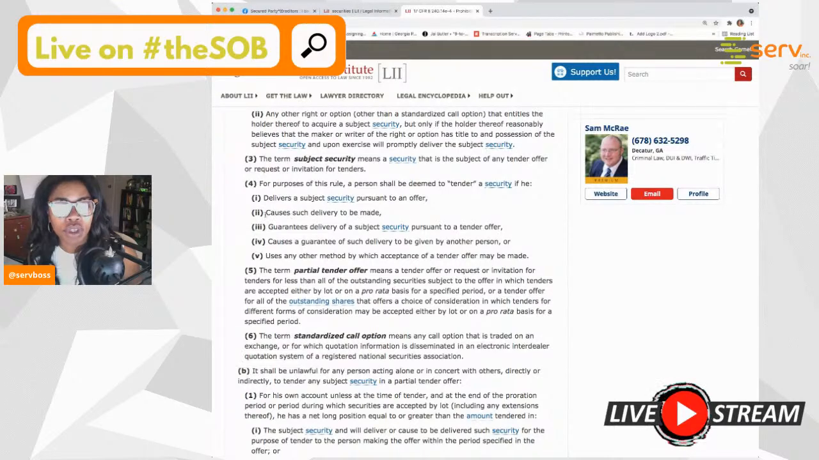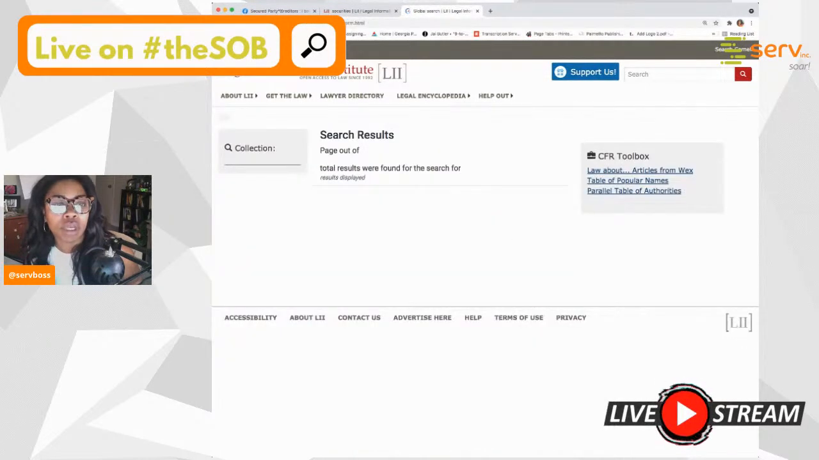Delivery of the car, delivery of the goods. Once the delivery is made, the security interest is established or final. I should say it's settled. Guarantees delivery of a subject security pursuant to a tender offer. Causes a guarantee of such delivery to be given by another person, or uses any other method by which acceptance of a tender offer may be made. Partial tender offer. Okay, so I think I got enough about that from here.